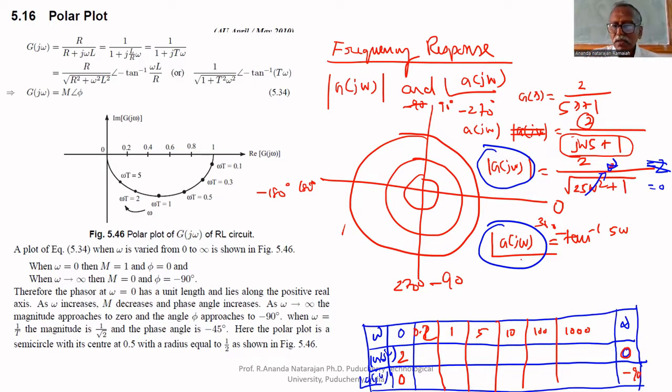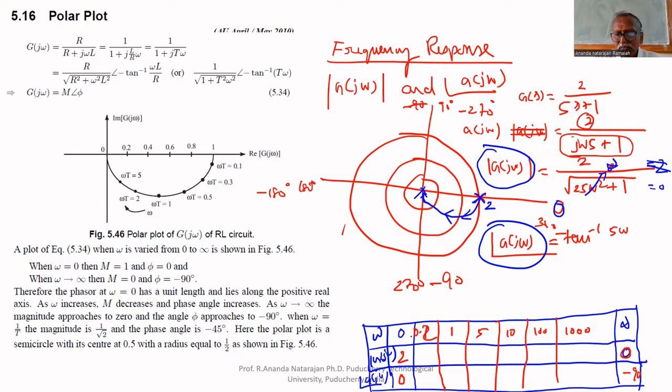The initial value when omega equal to 0: the magnitude is 2, angle is 0. Finally, the magnitude is 0 and the angle is minus 90. It means it approaches the origin at minus 90 degree. It starts at 2 and ends at 0. This is the plot: a semicircle centered at 1.